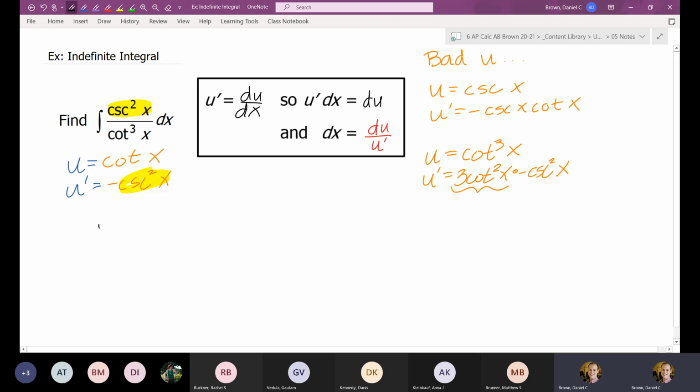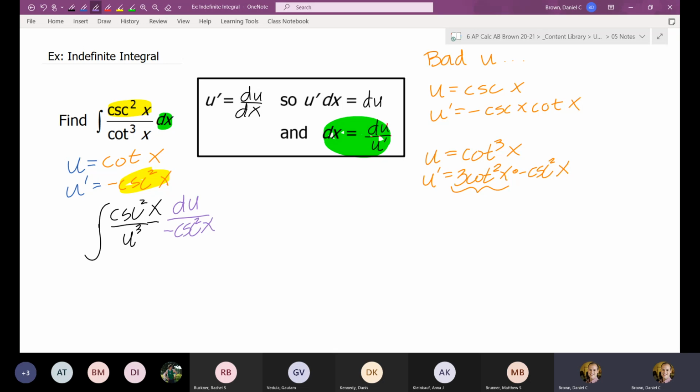So I have the integral of cosecant squared of x. Here's where it gets its name. We let u be cotangent, so this denominator is going to turn into u cubed. And then what is dx equal to? dx is equal to du over u prime. So instead of writing dx in the problem, I'm going to write du over u prime.